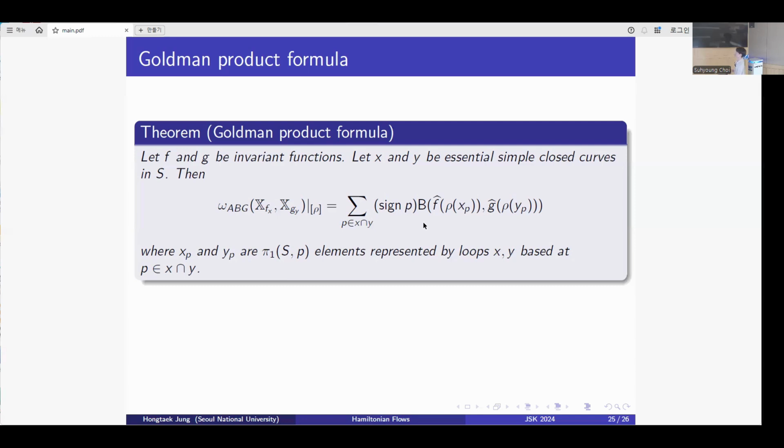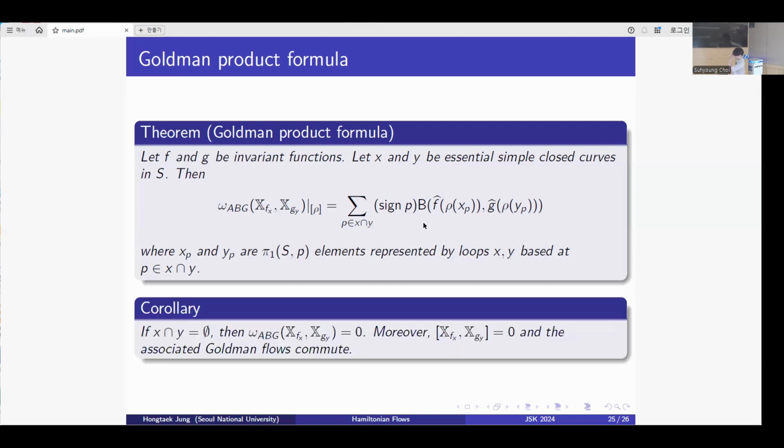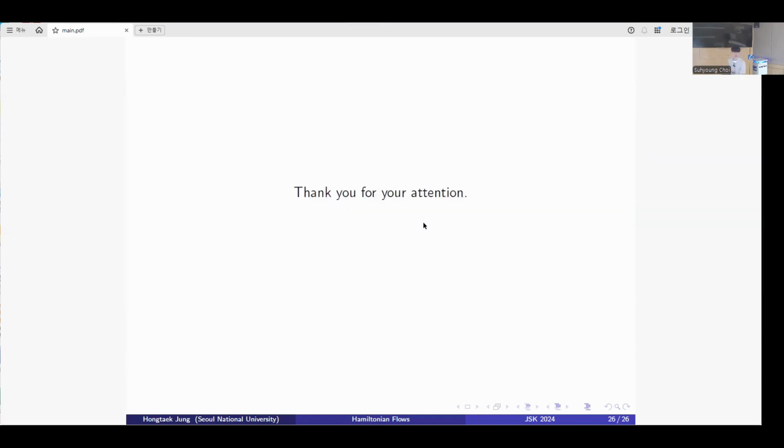That's the formula. In particular, if X and Y are disjoint or the same curve, then we don't have this term. So the associated Hamiltonian vectors are commutative. And the associated Hamiltonian flows also commute with each other. This property will be used in tomorrow's talk. Okay, I think I'm running out of time, so let's stop here.